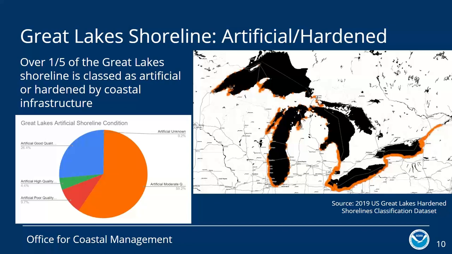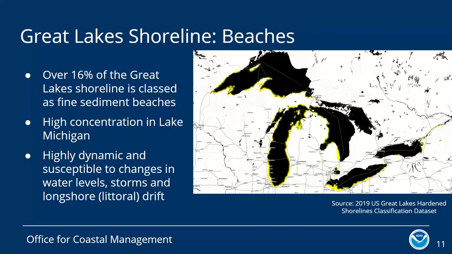And so this is one of the things to consider: the economic costs associated with either replacing this or pulling it back out and trying to restore it back to a natural shoreline, the costs associated with this along our shores. When we look at the beaches, over 16% of the Great Lakes is classified as these fine sediment beaches.